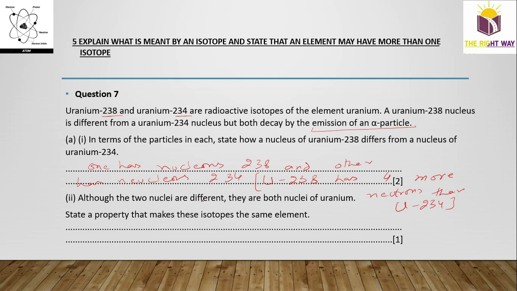Although the two nuclei are different, they are both nuclei of uranium. State a property that makes these isotopes the same element. They have the same number of protons.